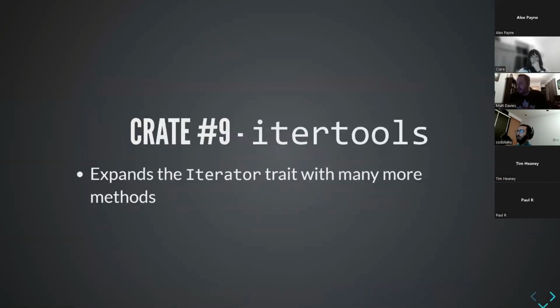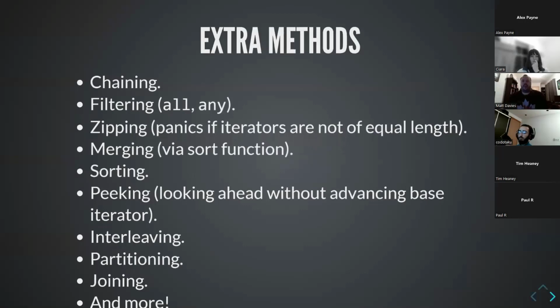Okay, crate number 9, itertools. The standard library has an Iterator trait and has many methods defined on that trait to do various things like mapping, filtering, and so forth. It's really powerful and really useful. But there is a lot of functionality that's just missing. So itertools attempts to provide some of that functionality and essentially expands the Iterator trait with more methods. There are tons of methods. There are methods that do chaining.